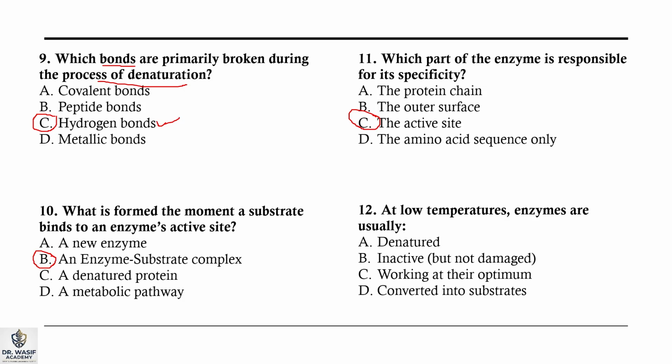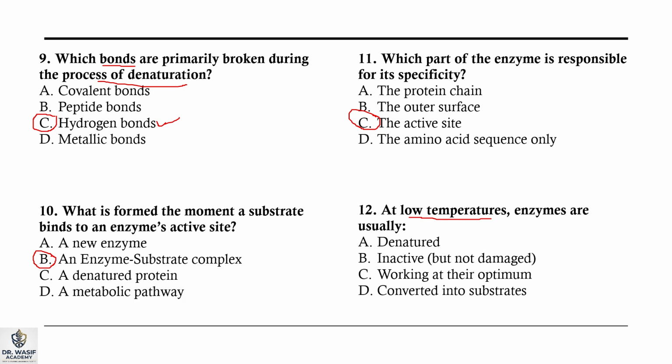Now let's tackle question number 12, which is the last MCQ. This question focuses on a very common exam trap regarding how cold environments affect enzymes. The question is, at low temperatures, enzymes are usually: denatured, inactive, working at the optimum, or converted into substrates. Now remember, low temperatures. Now think carefully about the distinction between the effects of extreme heat and extreme cold and select your answer.